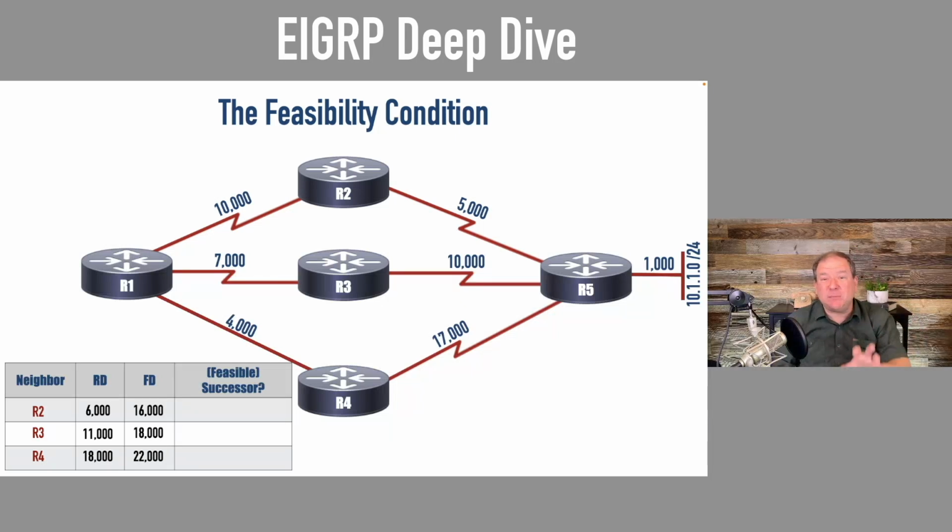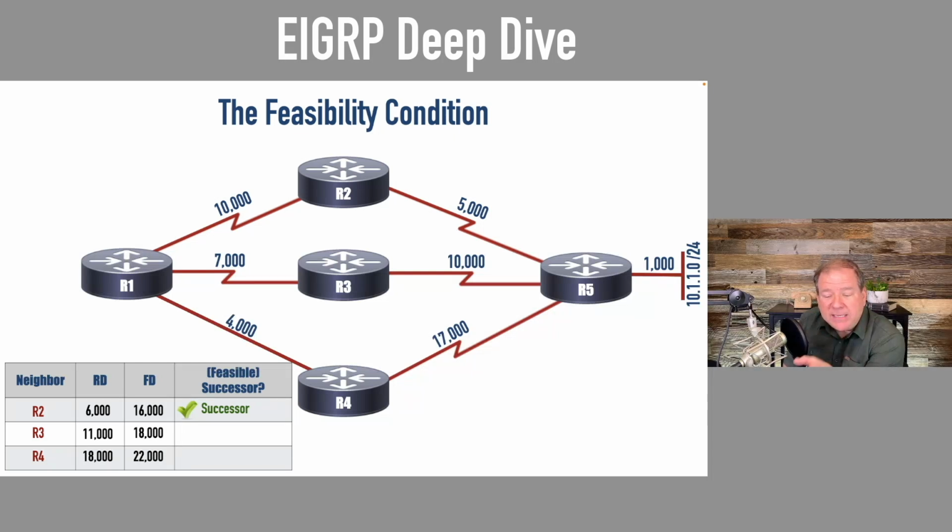Now that we have the feasible distances of all of our neighbors, let's ask, which, if any of these, are my successor or feasible successor routes? Again, the successor route, that's the preferred route that I want to use. And the lowest feasible distance is going to be my successor, or my preferred route. The lowest feasible distance is via R2, so easy. R2 is my primary path. But do I have a backup that I can fail over to almost immediately?